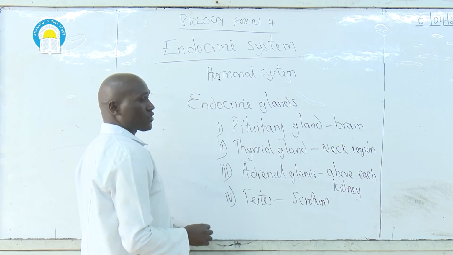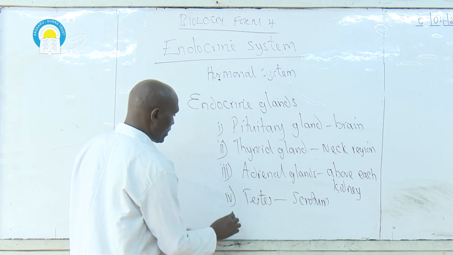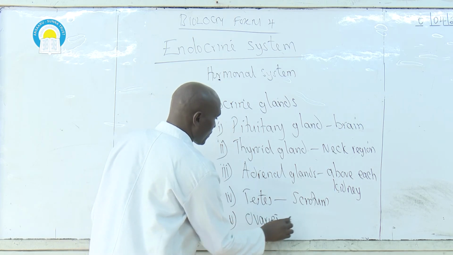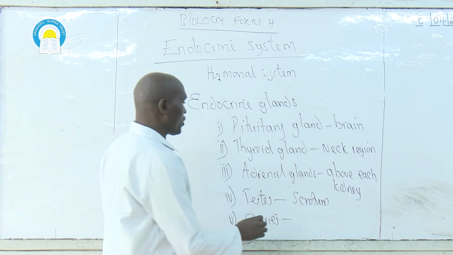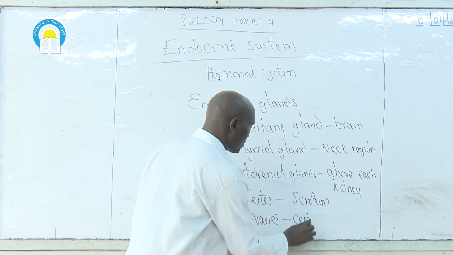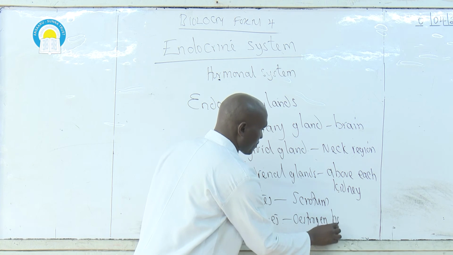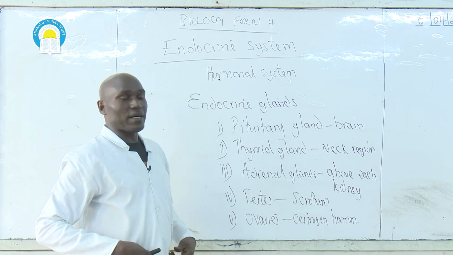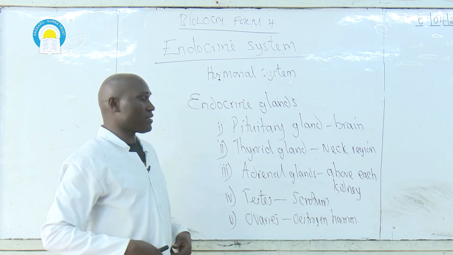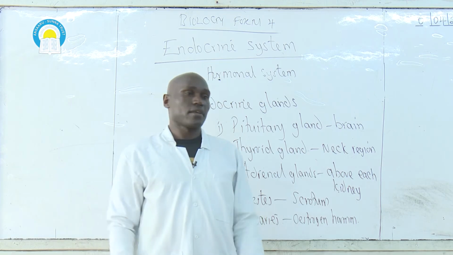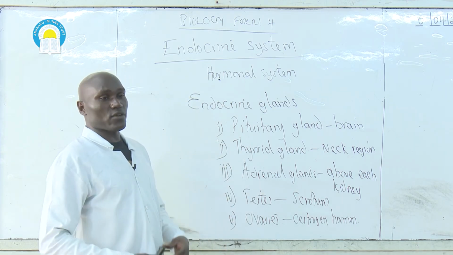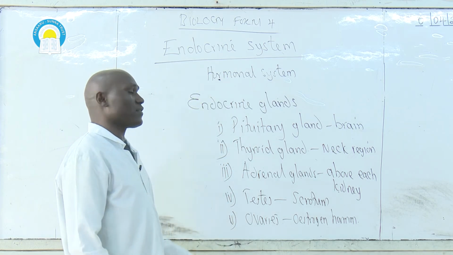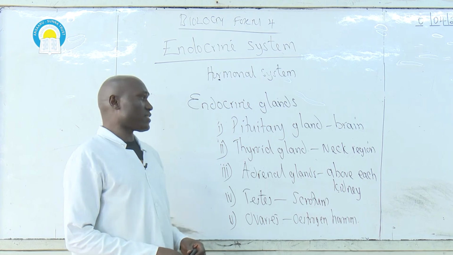Testes do secrete testosterone hormone. Then we have the ovaries of females, which secrete estrogen hormone. The ovaries are located on the lower part of the abdomen of the female reproductive system. Testes are found inside the scrotum, which hangs outside the body of the males. So these are just some of the endocrine glands.